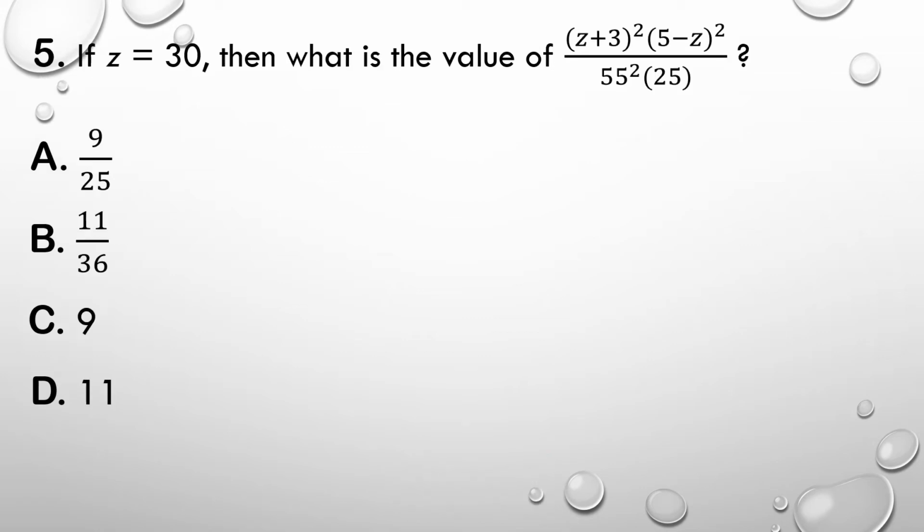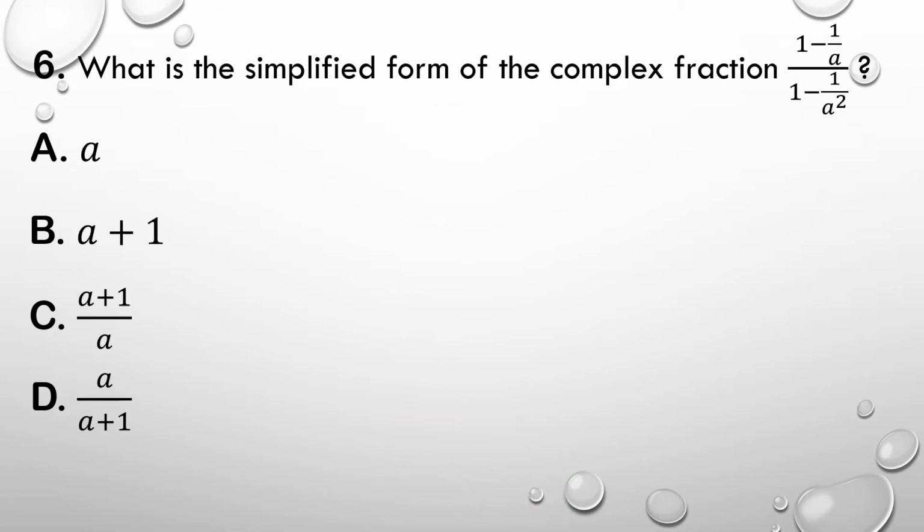Question number 5. If z equals 30, then what is the value of z plus 3 squared times 5 minus z squared over 55 squared times 25? Go. Number 6. What is the simplified form of the complex fraction 1 minus 1 over a over 1 minus 1 over a squared? Go.